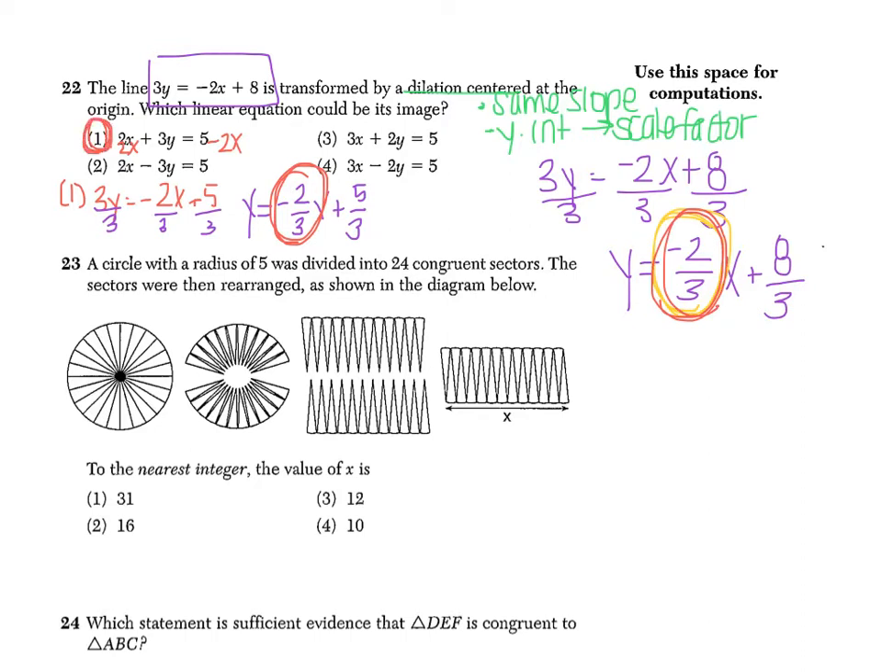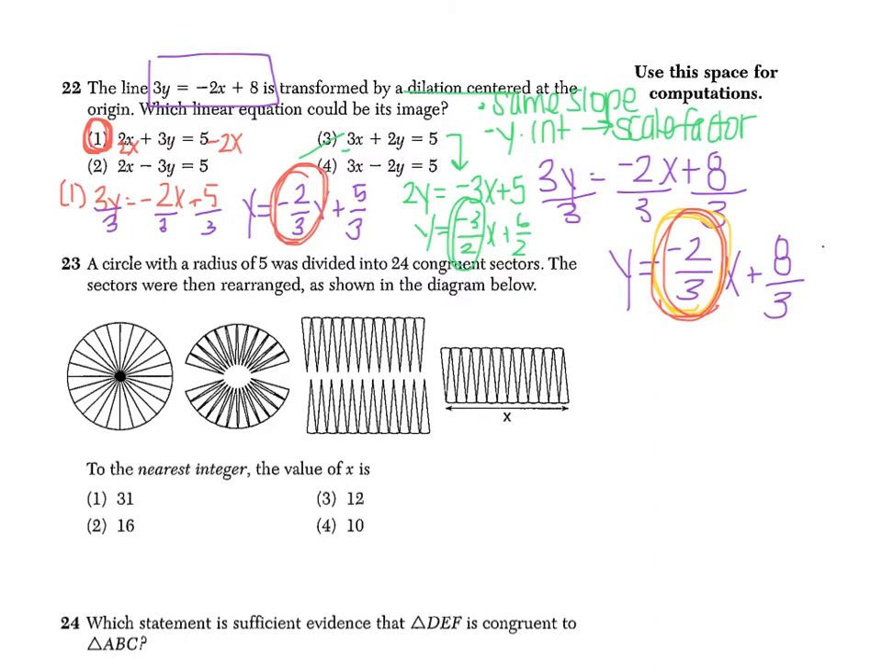If you were to solve any of the other ones, say choice 3, I would now have 2y equals negative 3x plus 5. That's just again moving the x term to the other side. Divide by 2 this time, so now I have y equals negative 3/2x plus 5/2. Negative 3/2 is not the same as negative 2/3, so choice 3 cannot be our choice. And you would find the same thing happening to each of the other choices, where the slope would not be negative 2/3.